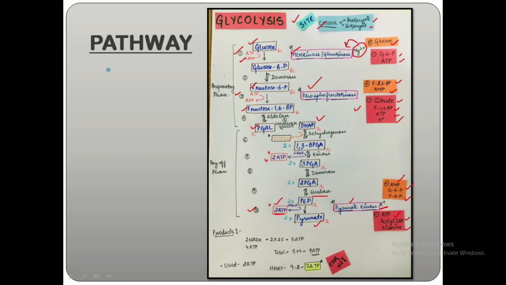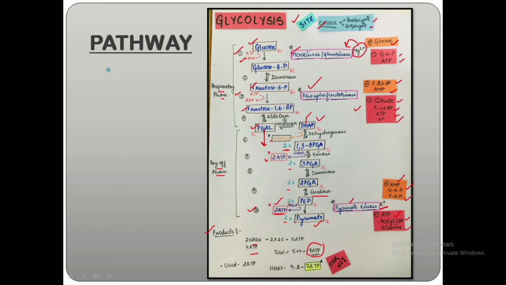So we can see that the initial 5 steps are the preparatory phase and the final 5 steps are the payoff phase. In the initial preparatory phase, we are using ATPs, and in the payoff phase, we are getting NADH and ATP produced. The last point to remember in glycolysis is the final products of glycolysis. At step number 6, there is the formation of 2 NADH, and in total 4 ATP are formed. So calculating it, we are getting 9 ATPs in total.